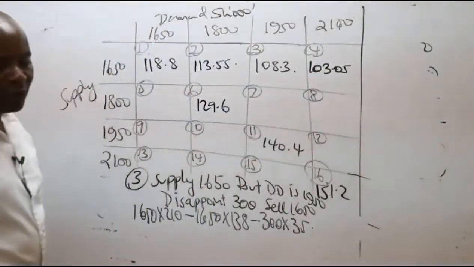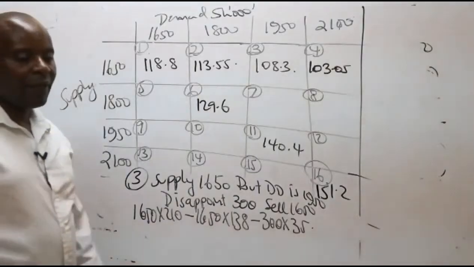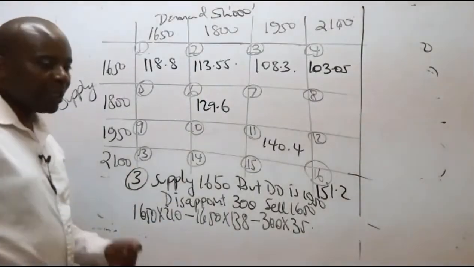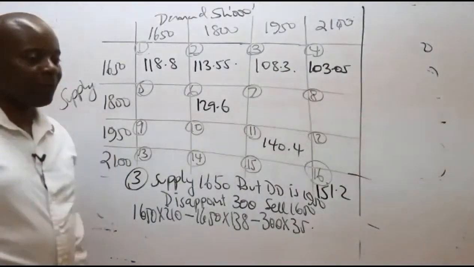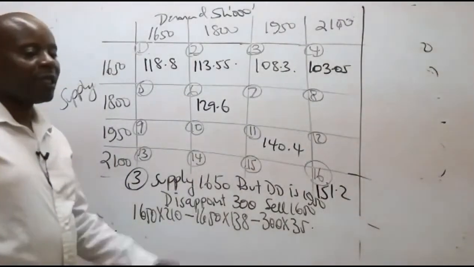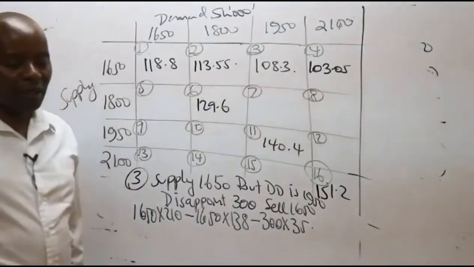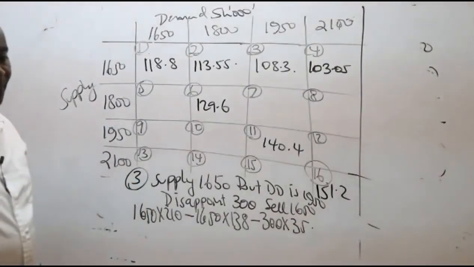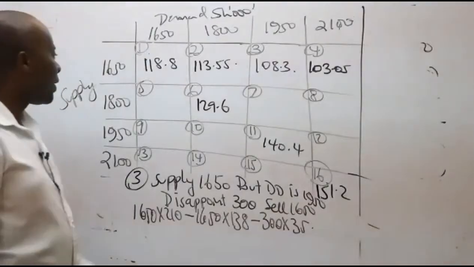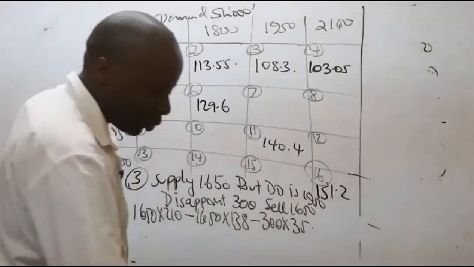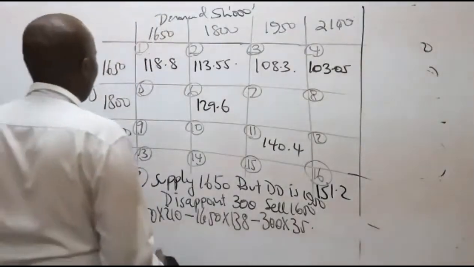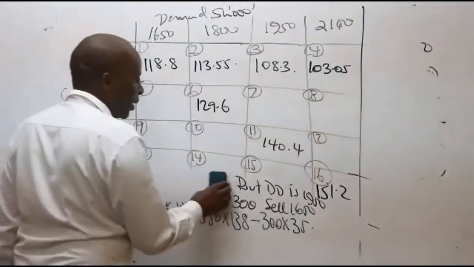Thank you very much for giving me the first answer. Try again. If you are unable to get it, I'll show you how to get it. Because there we are going to sell just 1650. But we shall disappoint quite a number of customers there. So let us go to cell number 5. Cell number 5 is quite a tricky one.